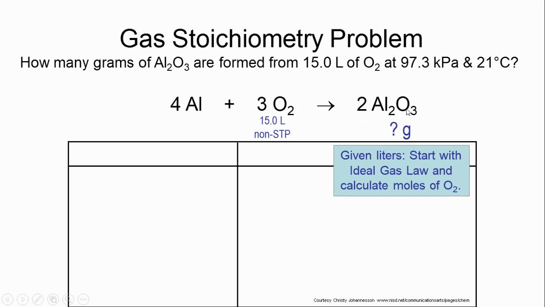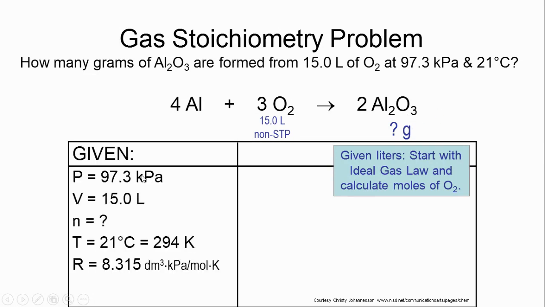Aluminum oxide, that's a product, is formed when 15 liters of oxygen under these conditions, 97.3 kilopascal, 21 degrees Celsius, which are non-standard temperature and pressure. And then we must assume that we have plenty of aluminum. It must be in excess. Now, we're trying to find a mass. So the strategy says, if we're given liters, which we are, start with the ideal gas law and calculate the moles of oxygen. And once I know the moles of oxygen, then I can solve for grams of aluminum oxide.